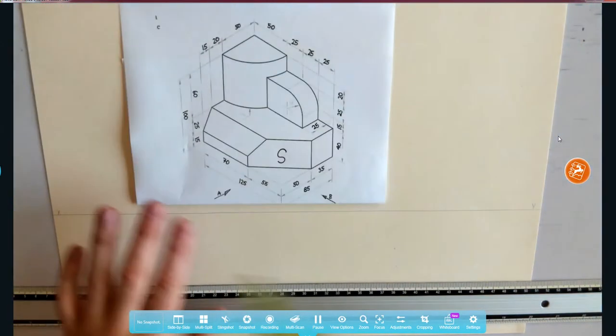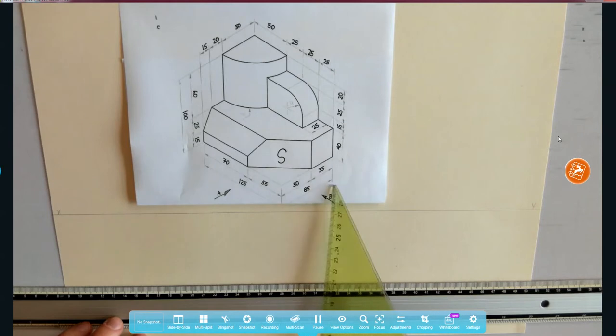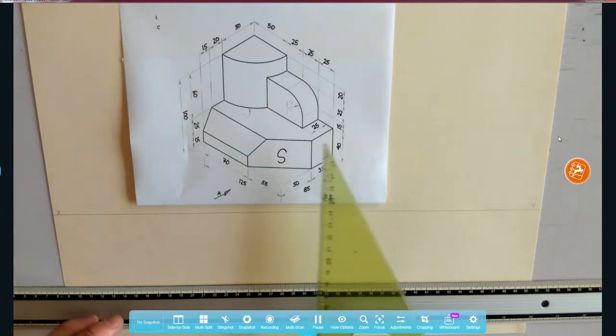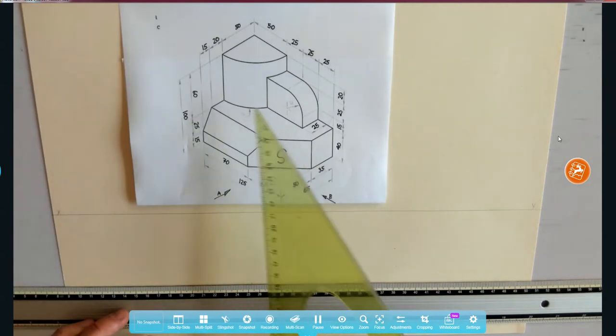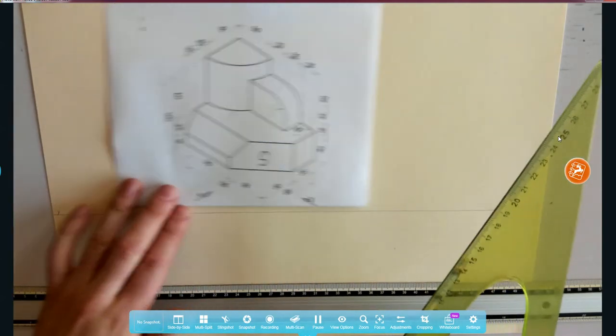So first things first, A is pointing to the right, so the elevation is going to be on the right hand side of the page. B is pointing to the left, so the end view is looking in at this side and it's going to be on the left hand side of the page. C is going to be directly underneath A. Okay, so we're going to start with view A.